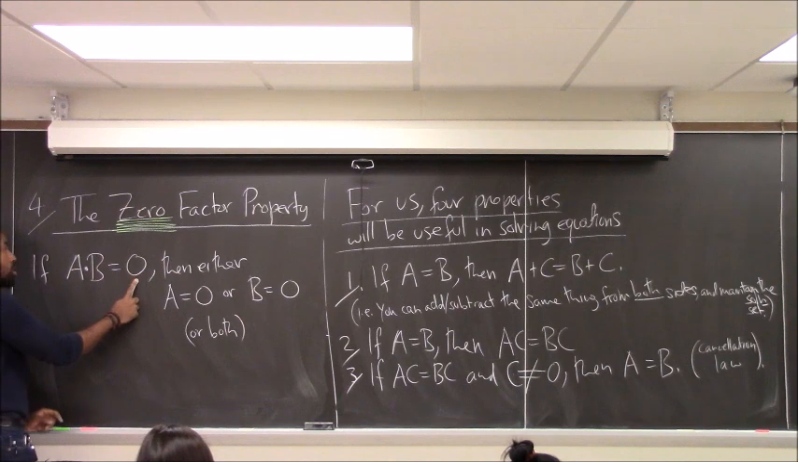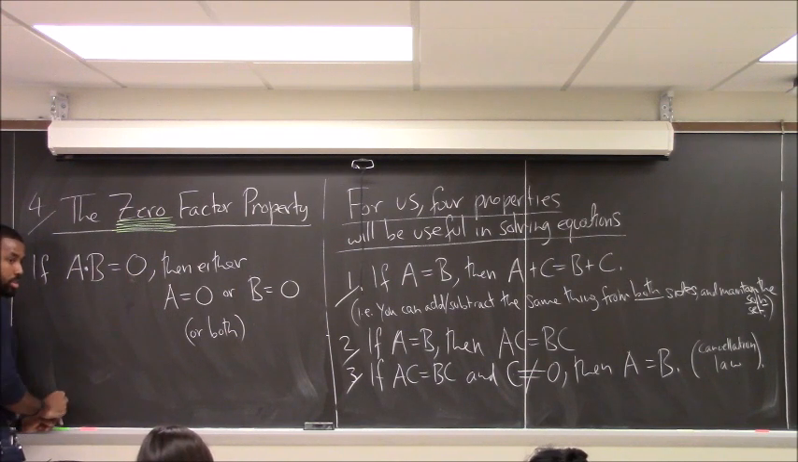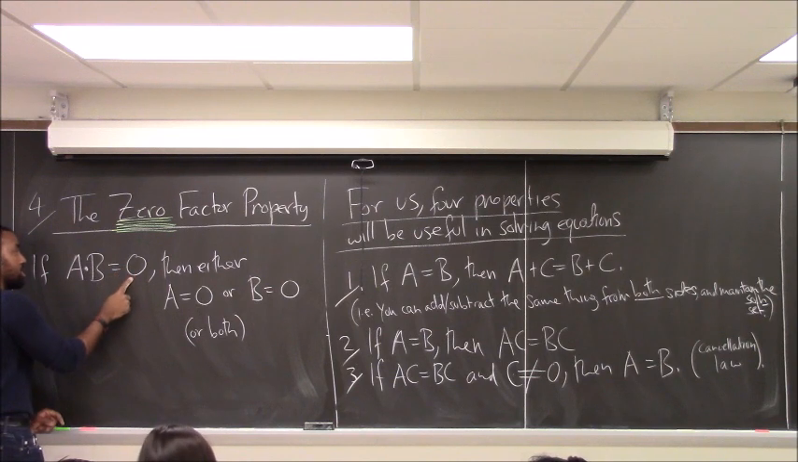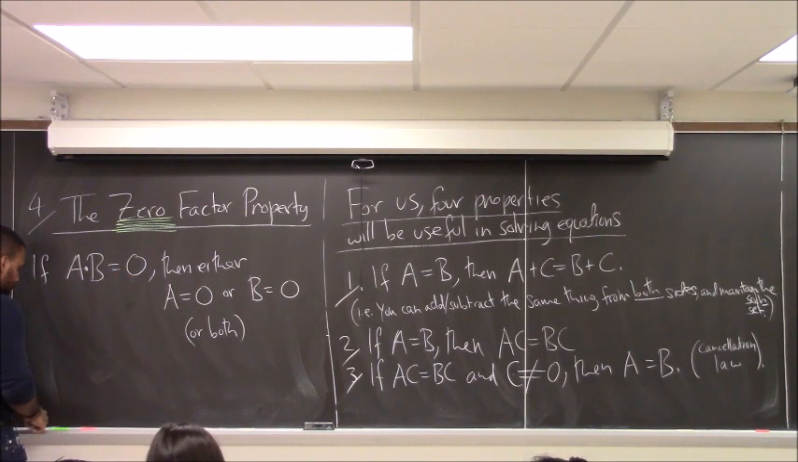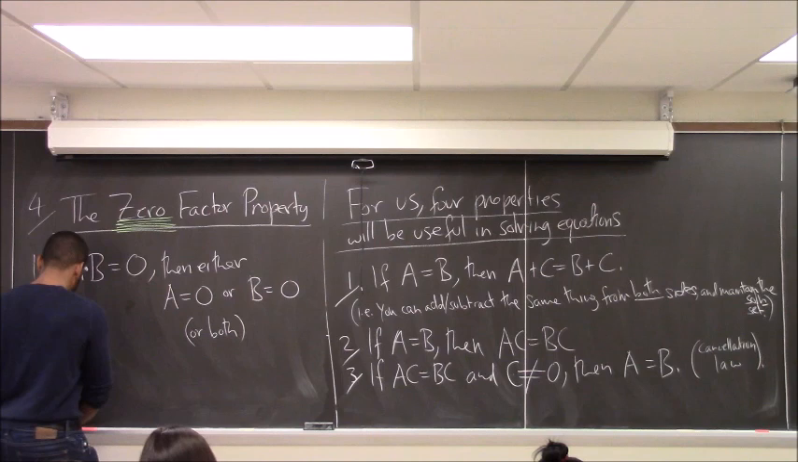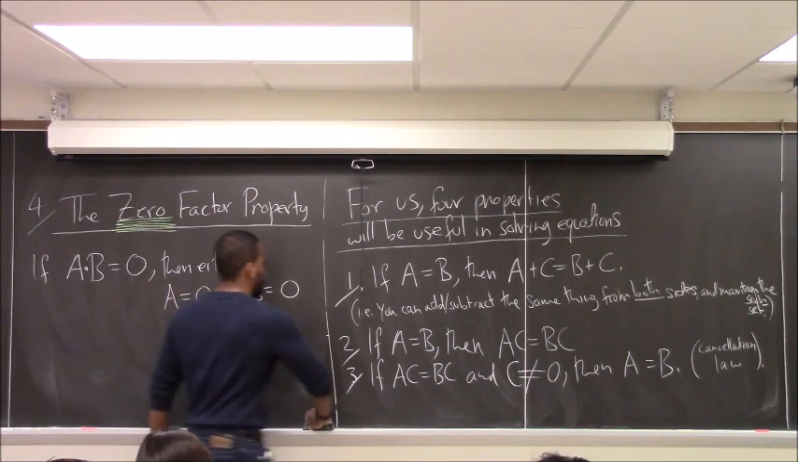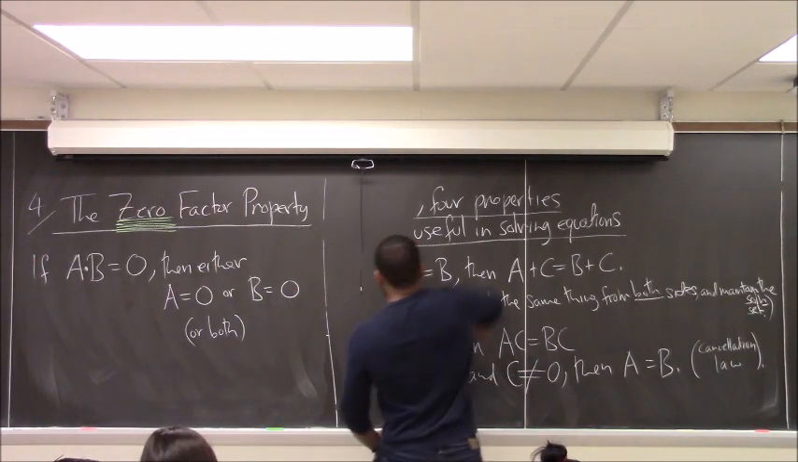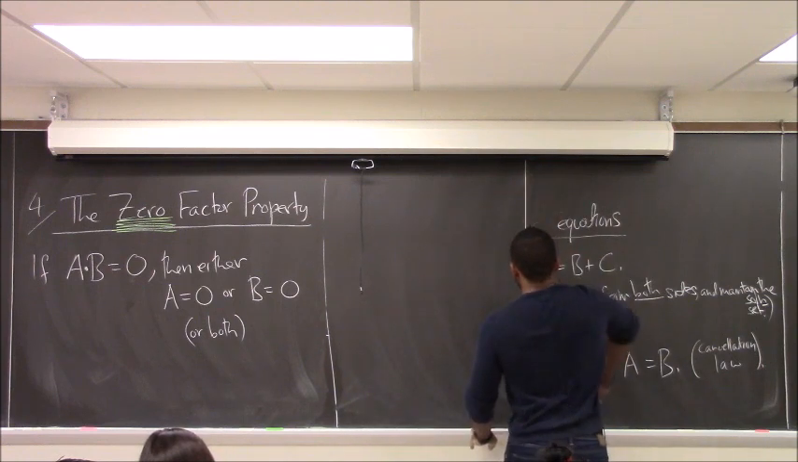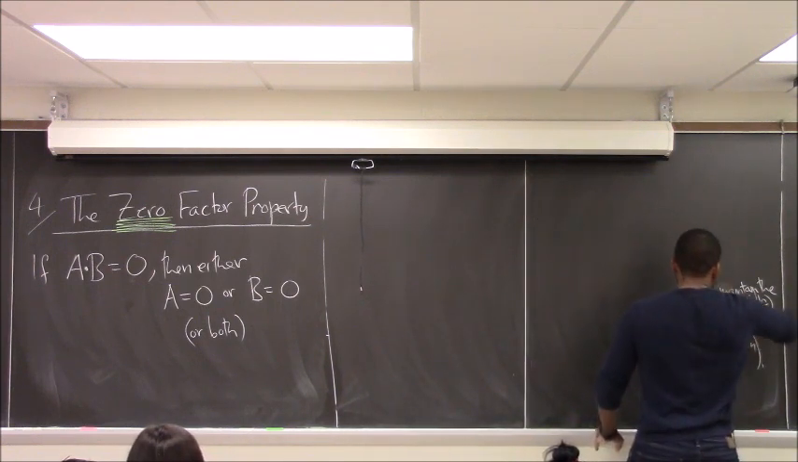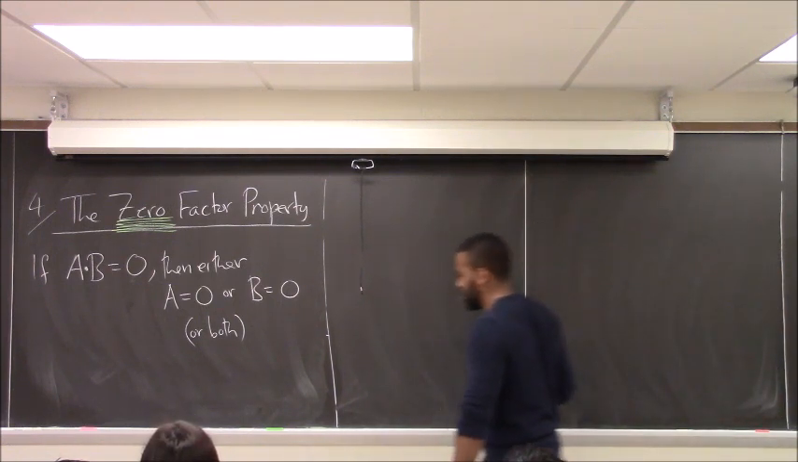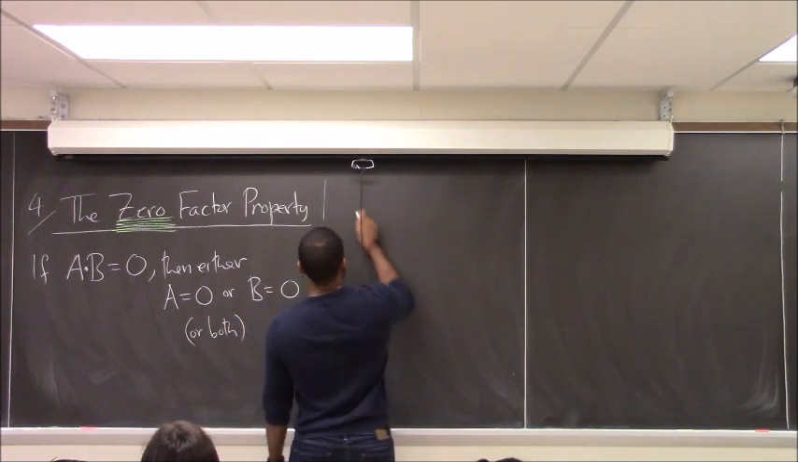This is called the zero factor property. It does not work with any other number on this side other than 0. If there's any other number other than 0, there's an infinite number of possibilities. I see students do things like this all the time, ignoring the zero factor property, emphasis on 0.